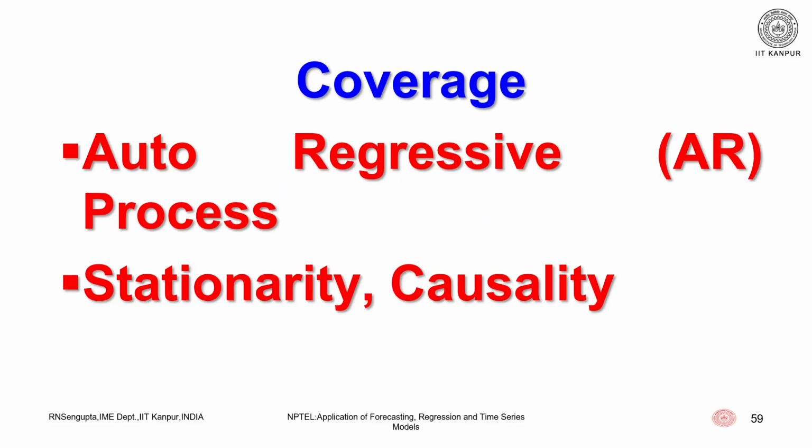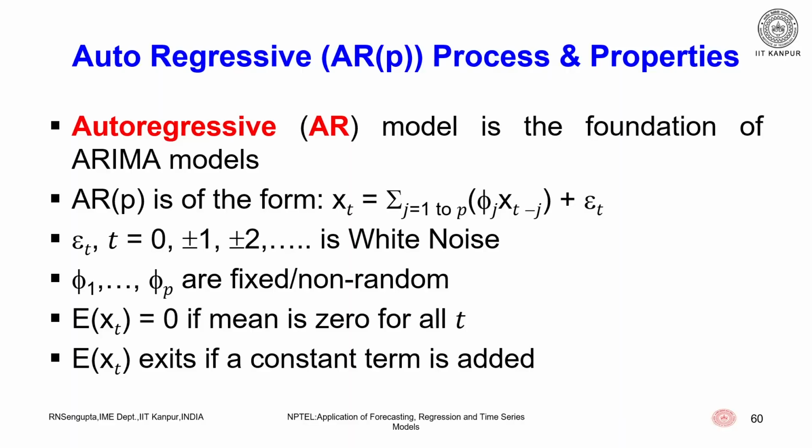What is the coverage? Coverage will be the auto-regressive process, the concept of stationarity and causality. Now, an auto-regressive model is basically the foundation for the ARIMA model. For the ARIMA model, we have mentioned some important points, the characteristics, and based on the three parameters P, D and Q, you can assign the specific characteristics, and that has been mentioned in one of the slides in the last lecture, the last lecture of the 11th week.